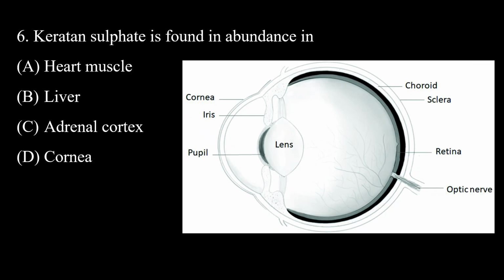Other question is, keratan sulfate is found in abundance in A. heart muscle, B. liver, C. adrenal cortex, D. cornea. The right option is cornea, as cornea is the important part of the eye, and keratan sulfate is abundantly found in the human body, most specifically in the cornea.